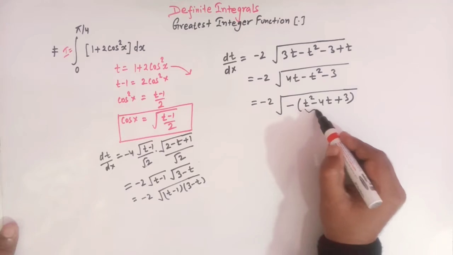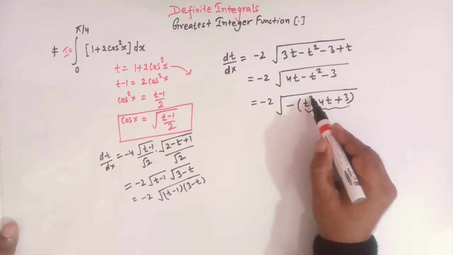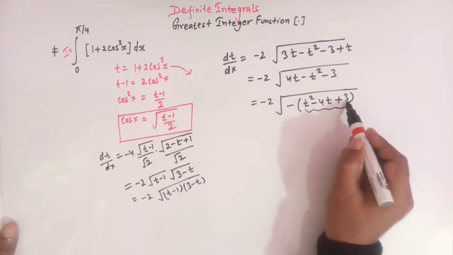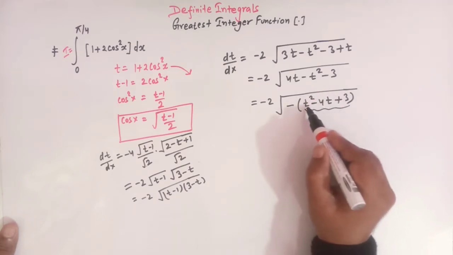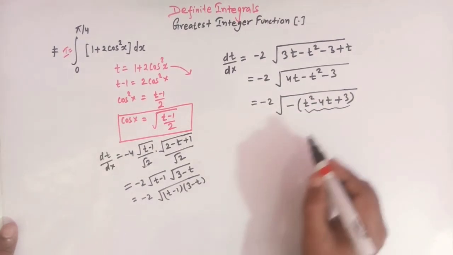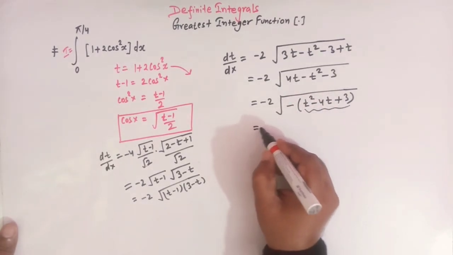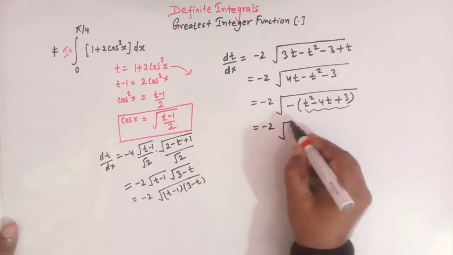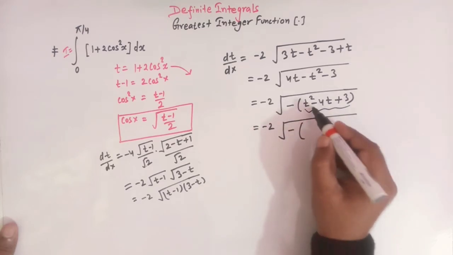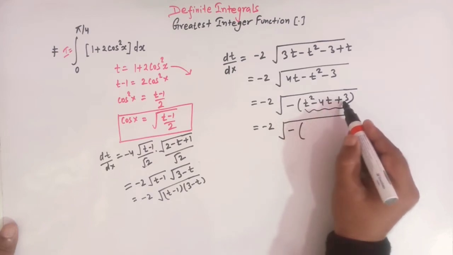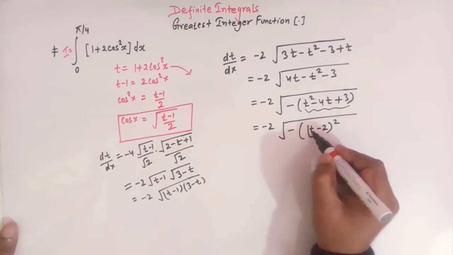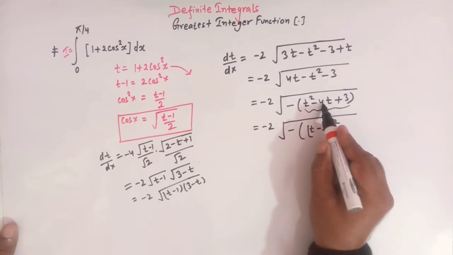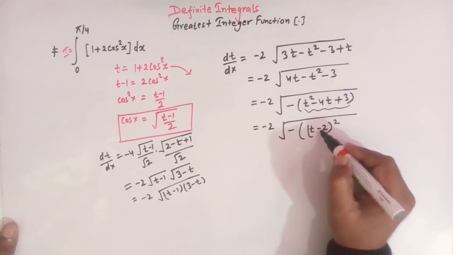So now we have here a quadratic term t square minus 4t plus 3. So now what we will do is convert this quadratic expression into a perfect square, right? We'll write t square minus 4t plus 3 as t minus 2 whole square, because we have t square, then the 2ab term, that is minus 4t, and then we have plus 4.